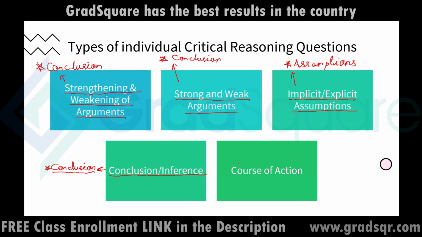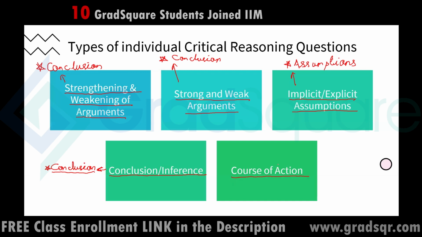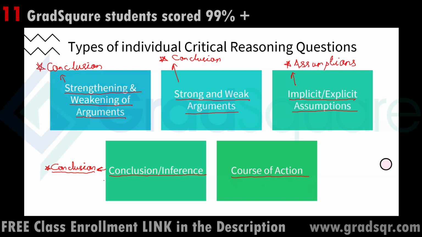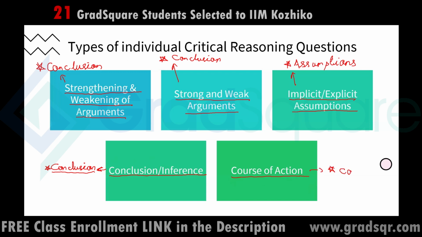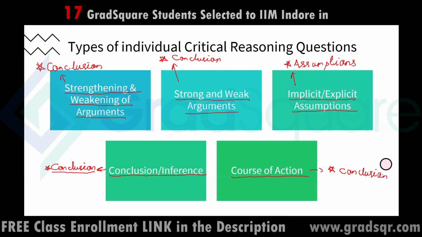Okay. And finally, the last type of critical reasoning question that you will find inside papers which have individual critical reasoning questions is a course of action question. Right? So a course of action question is very, very similar to a conclusion or inference type of question. Even here, the most important component that you need to focus on is the conclusion of an argument. Why? Because what will happen inside a course of action type of question is that you will be asked to present a planning type of argument.